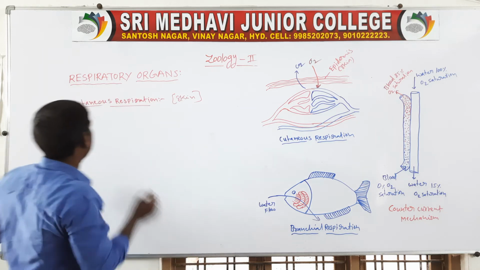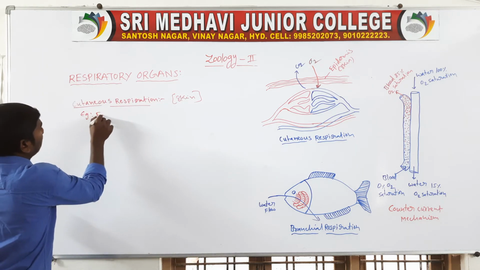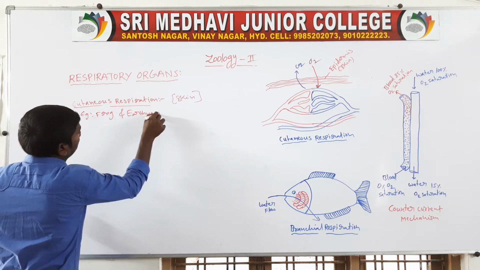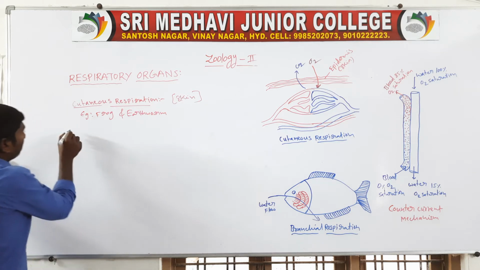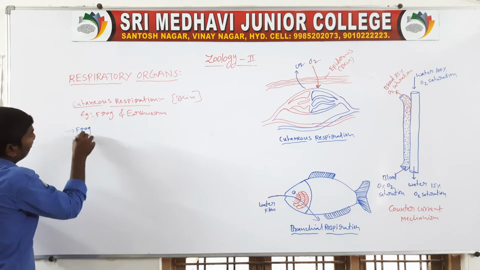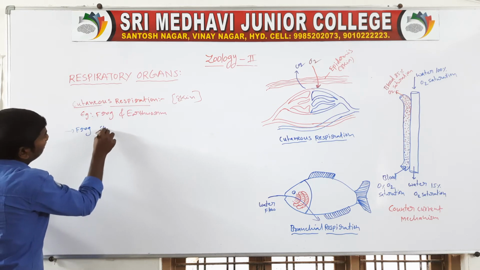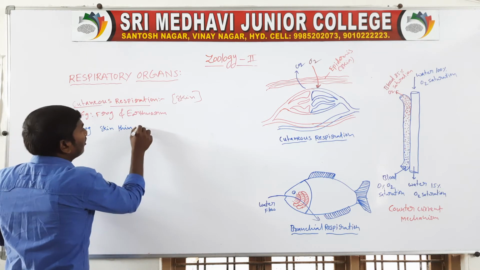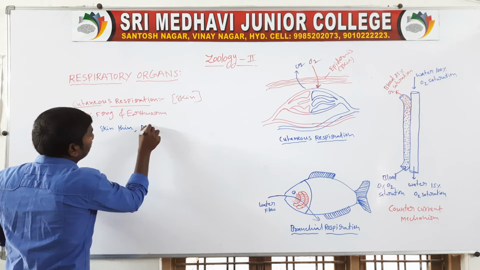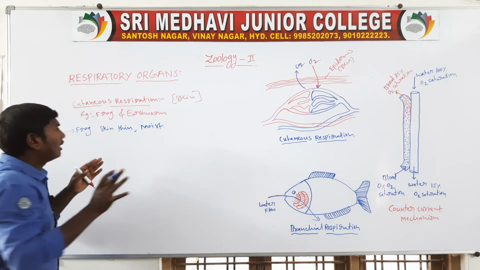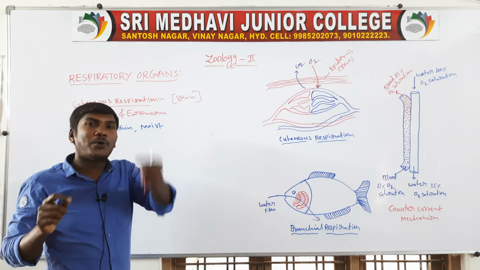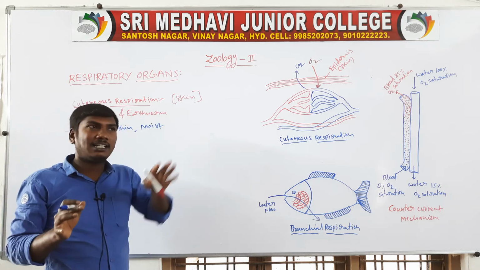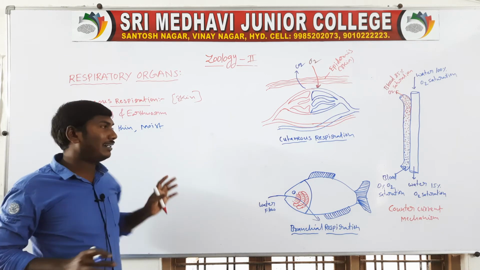The frog examples, frog and earthworm. Next one, the frog skin is thin and moist. Moist means like water, fluid, with mucus secreting. The skin is moist and thin.